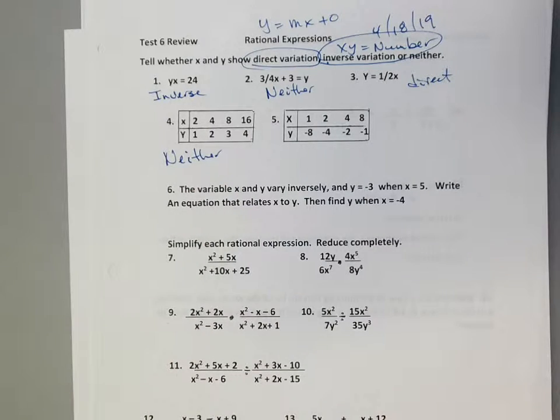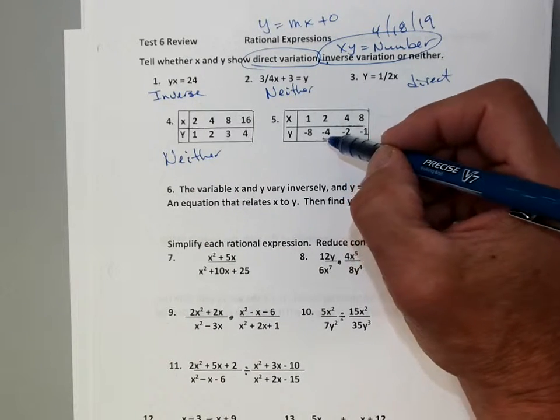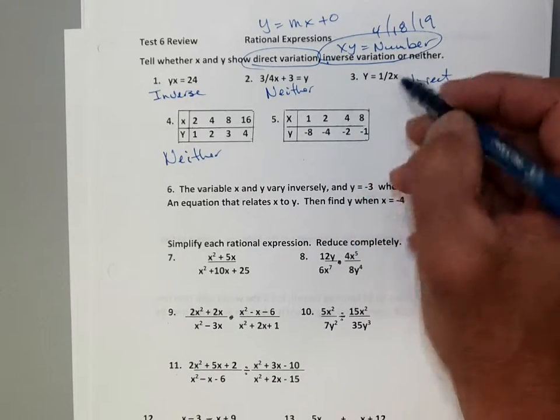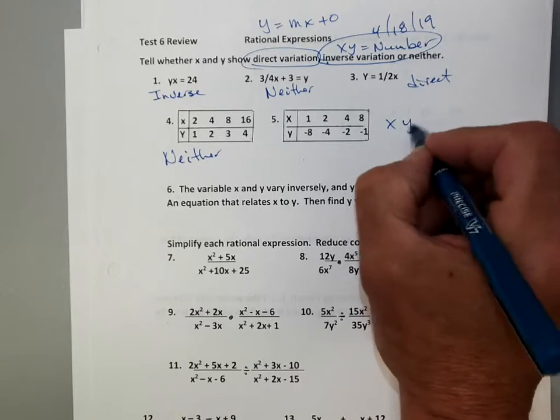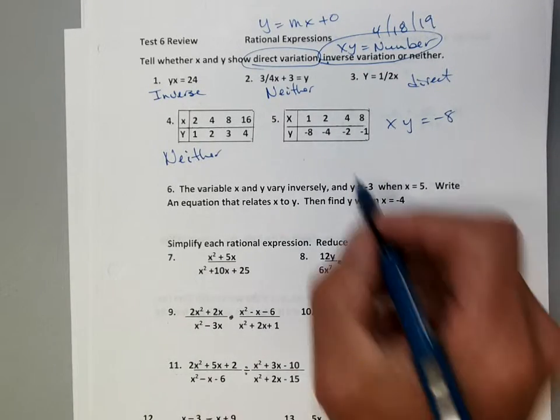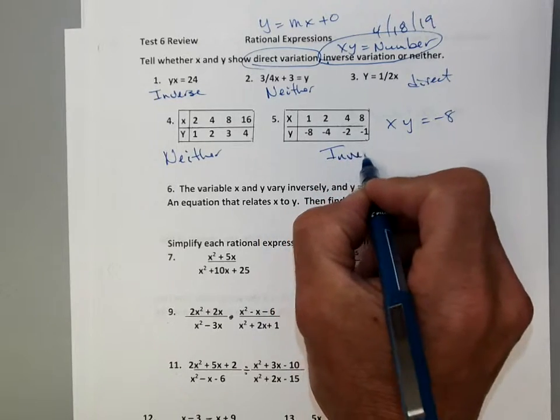And then on 5, I think I've got the same number. 1 times negative 8 is negative 8. 2 times negative 4 is negative 8. 4 times negative 2 is negative 8. So it seems to me like it's x times y equals negative 8. That makes sense to me. So I'm going to say this one's an inverse variation.